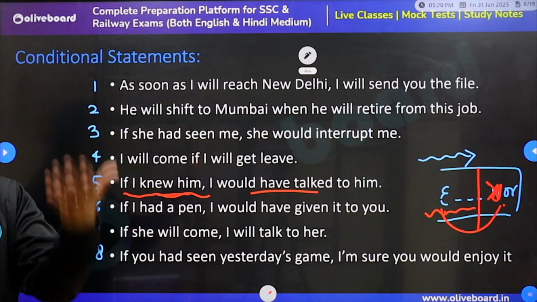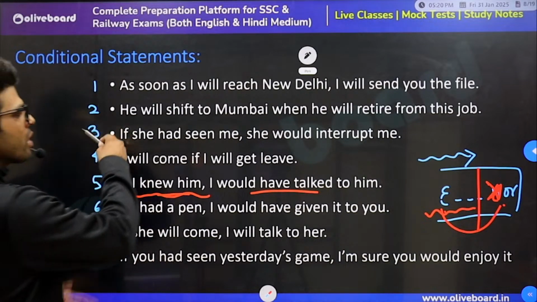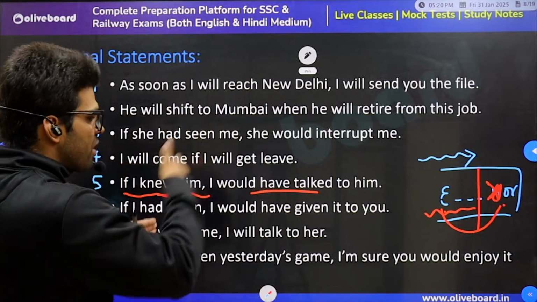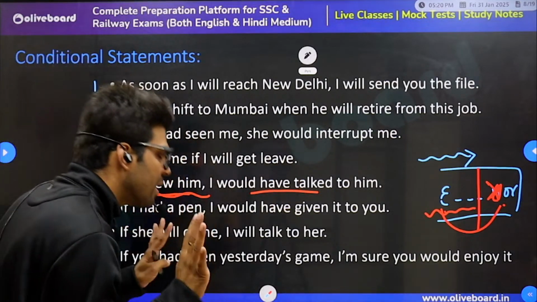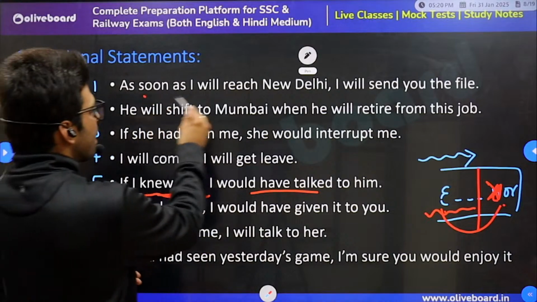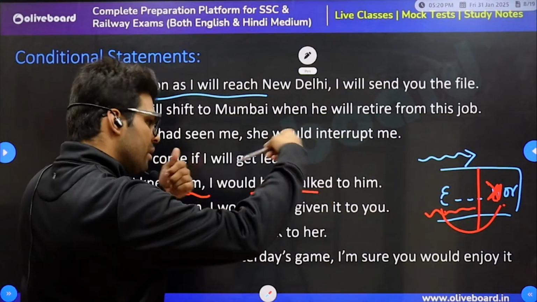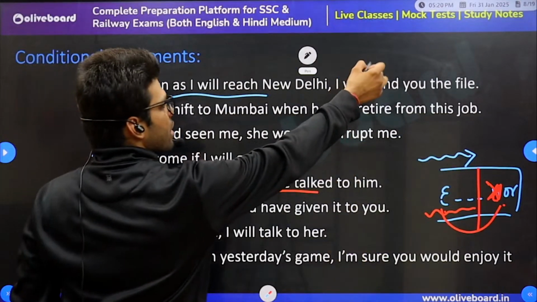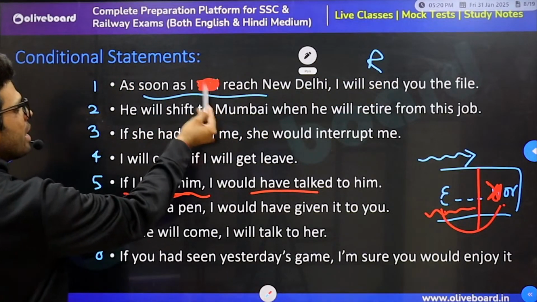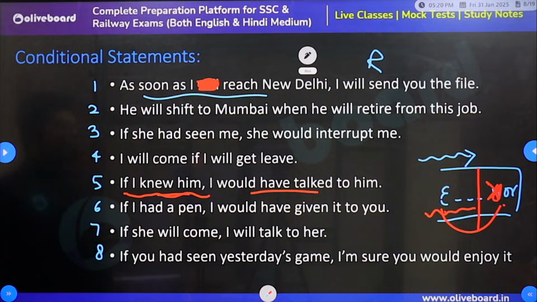So we have three marks here. "Gauri, good evening. As soon as I reach New Delhi, I will send you the file." Now I need to decide which one is the condition and which one is the result. "I will send you the file once I reach New Delhi." So I think that's the condition: once I reach there. "I will send you the file" is the result. And a conditional clause cannot be in future. So: as soon as I reach New Delhi, I will send you the file.